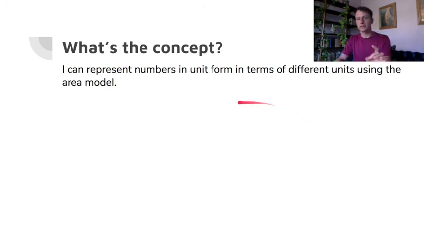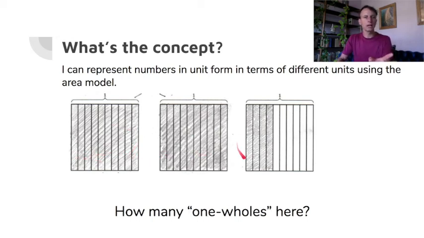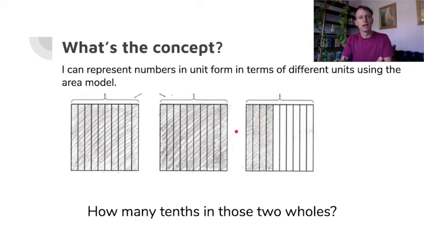So we're going to take numbers in unit form, and we're going to then represent them in different units using an area model. What does that look like? It looks like this. Here we go. How many tenths are in one whole here? Well, there are 10 tenths, right? We see that, 10 tenths, okay. How many one wholes do we have here? Well, we have 2, 1, 2, shaded in completely. Then we have a fraction over here. How many tenths are in these 2 wholes?